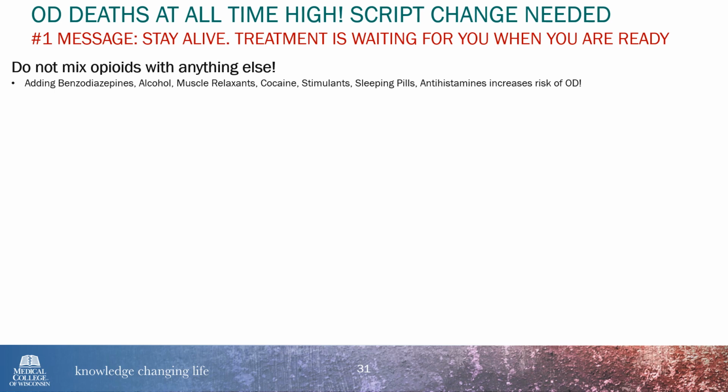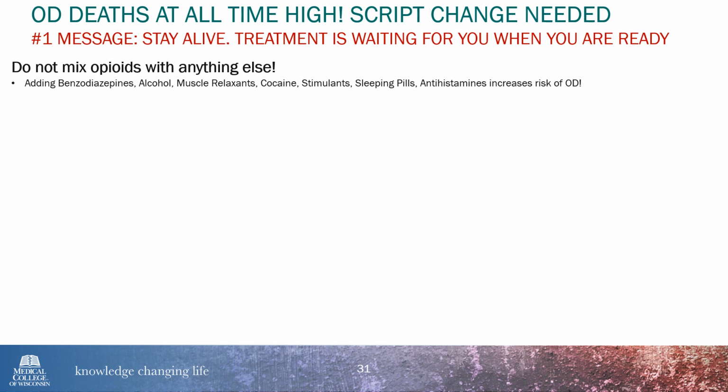Don't mix your drugs with any other drugs. So most fatal overdoses involve several psychoactive substances that are all mixed together. Often physicians can make this worse. Sometimes these are all illicit drugs, sometimes these are prescribed medications. But your compounding risk when you mix opioids and benzos and alcohol and muscle relaxants and cocaine and stimulants and sleeping pills and antihistamines.